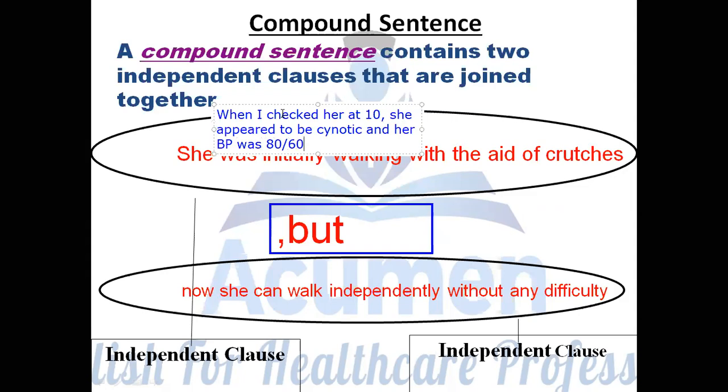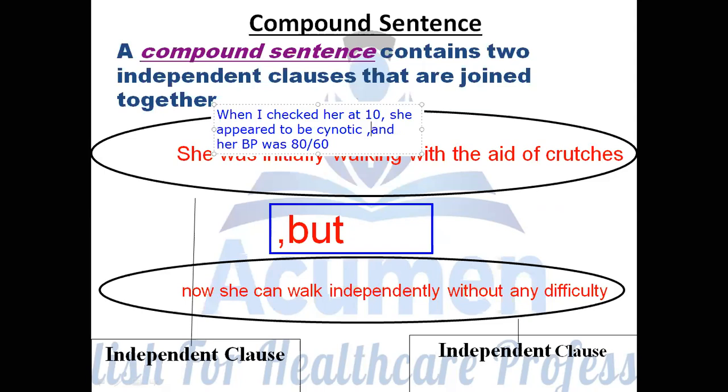So look at this sentence here. It says, when I checked her at 10, this is a dependent clause, then she appeared to be cyanotic. So for this sentence, your subject is she, and here is her BP. So logically, if you think from a medicine point of view, you might think that her BP and she are the same. That they are not two different things, right?